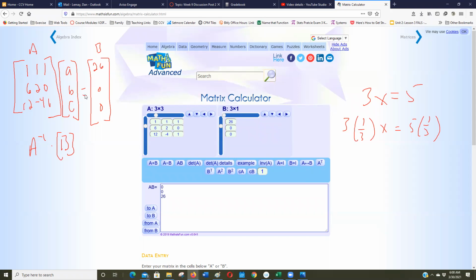I want to solve it for A, B, and C. And I remember what I'm trying to do is take the inverse of the first matrix and multiply it by the second matrix, and that should be the answer.